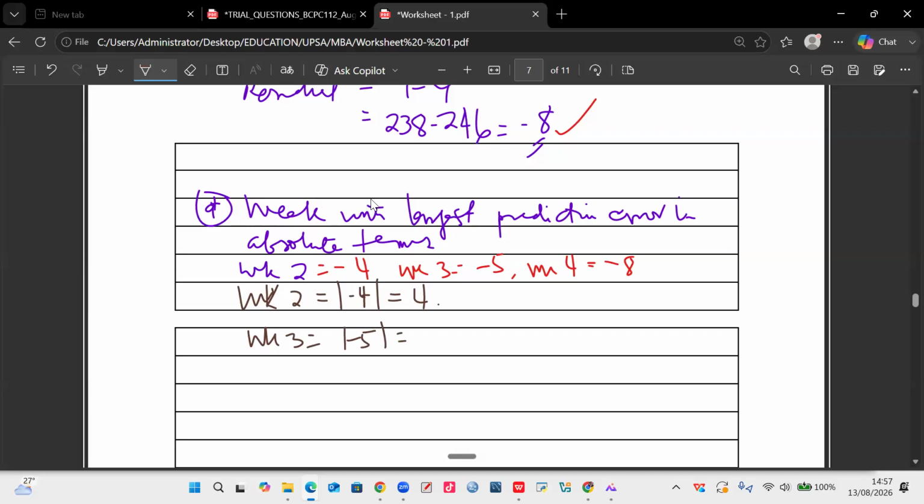It equals 5. Week 4 is -8, which is equal to 8. So it says, which week has the largest prediction error in absolute terms? Week 4 has the largest prediction error.